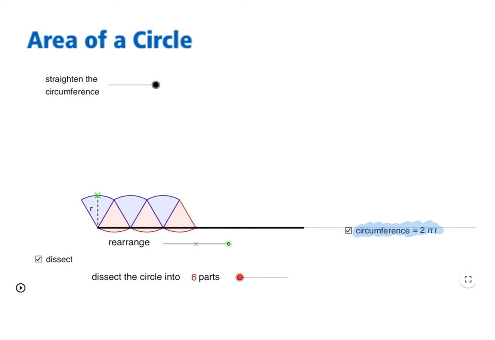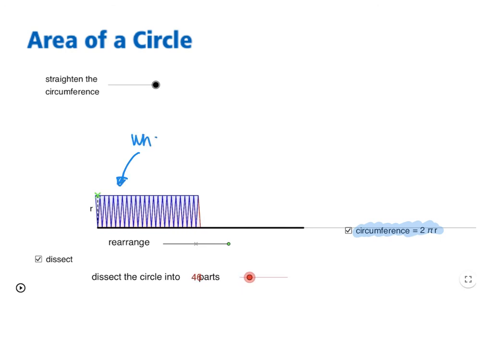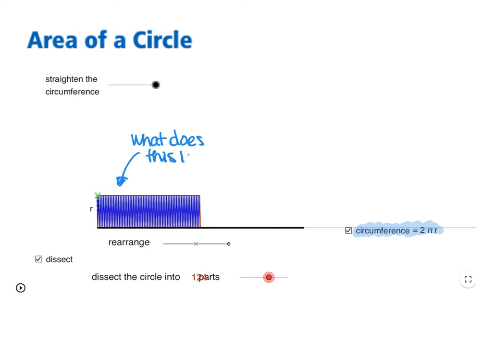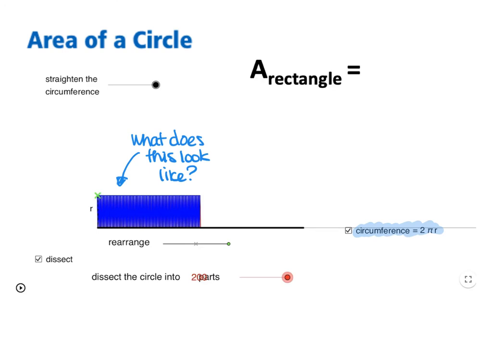Now, let's say instead of 6 parts, let's increase the number of parts that our circle has. So if I increase this, and I'm still increasing, notice that the shape is changing a little bit. And what is this now starting to look more like? So it looks like a rectangle. And we know how to find the area of a rectangle. The area of a rectangle is base times height. So we can apply what we know about the area of a rectangle and use it to help us find the area of a circle.